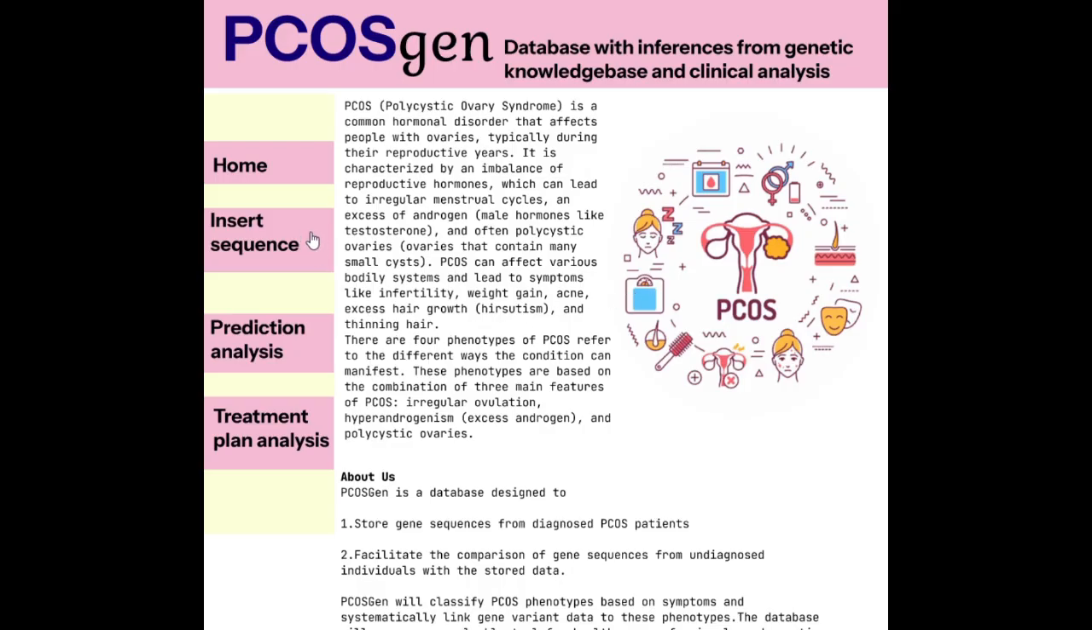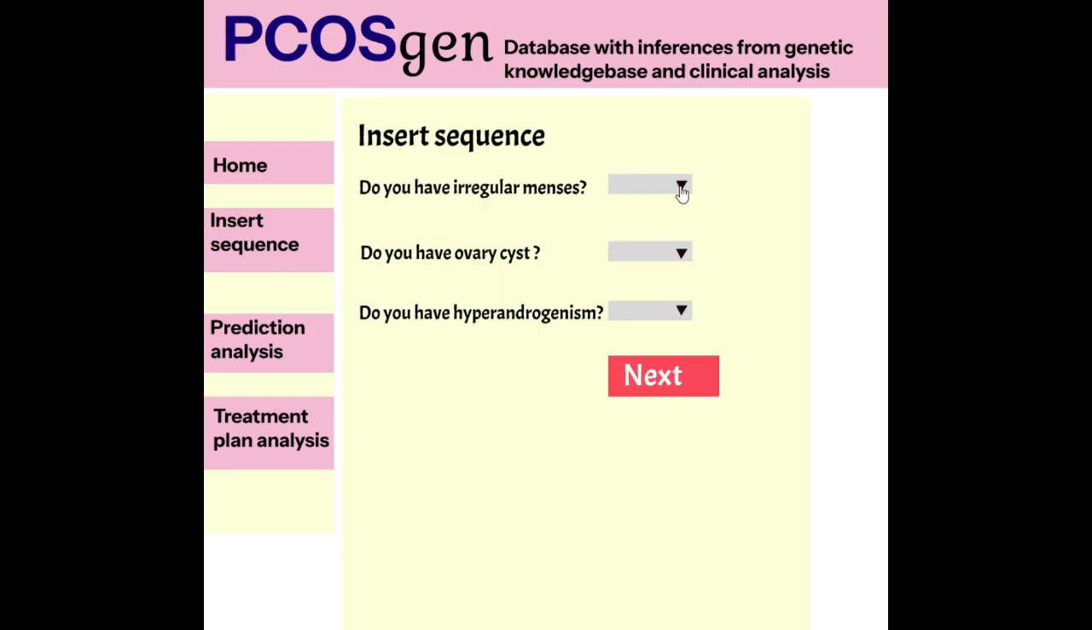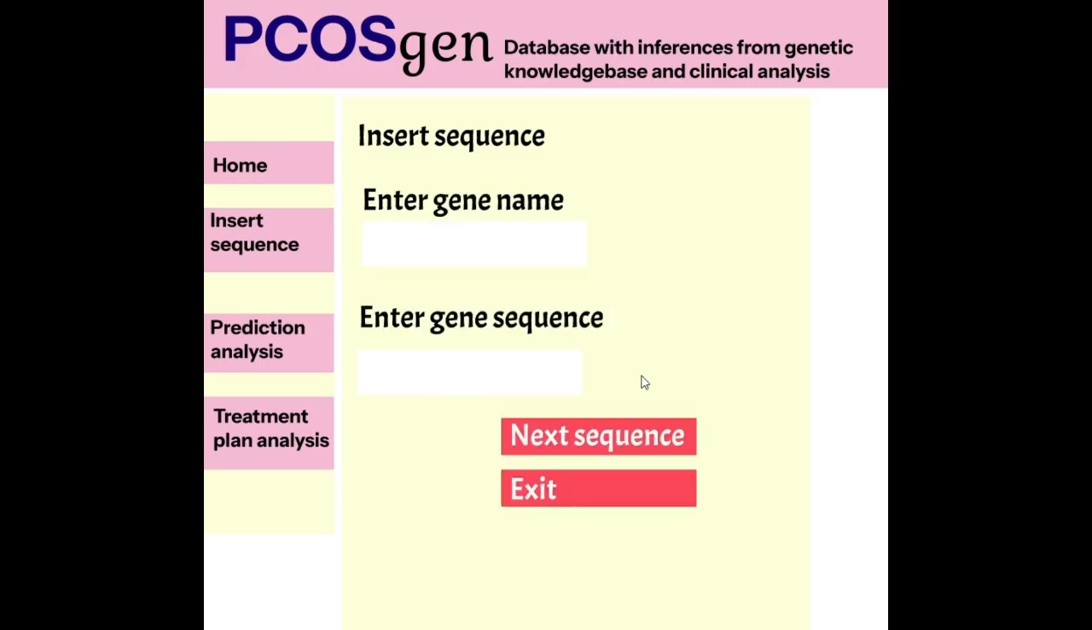On opening the database, you are provided a choice whether you want to enter a new gene sequence from a diagnosed patient or you want to compare the gene sequence of a person without symptoms to find the probability of having a particular PCOS phenotype. It leads you to this page if you want to enter a new sequence. Here, the user enters the symptoms of a diagnosed PCOS patient. Based on the symptoms, the program classifies the patient into one of the phenotypes, A, B, C, or D.